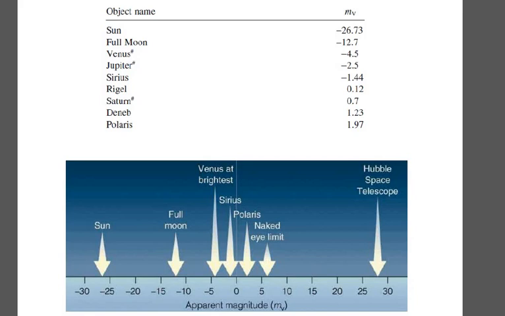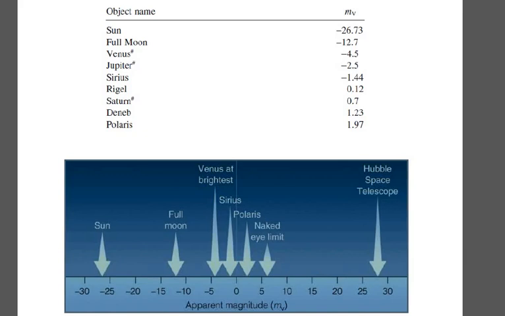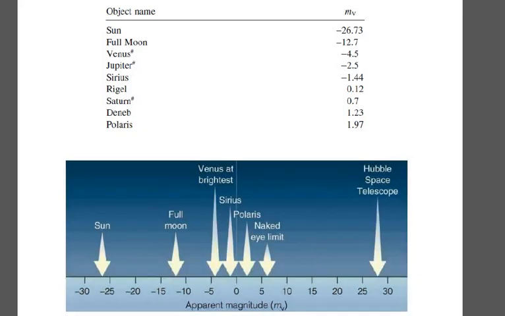What about planets? For Venus, it has a value of -4.5. Even Pluto has a value of around 15. It is very faint. So Venus is much brighter than Pluto. What about the naked eye? The naked eye has a limit of around 5 or so. This is of course taking into account that we have a very clear night sky.